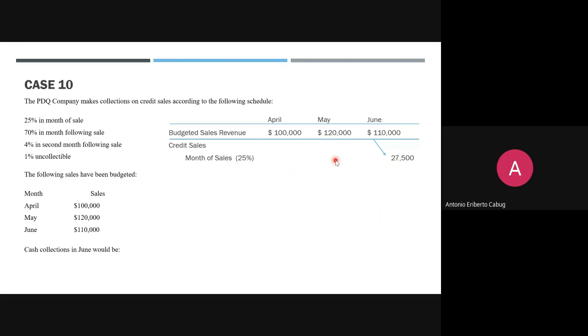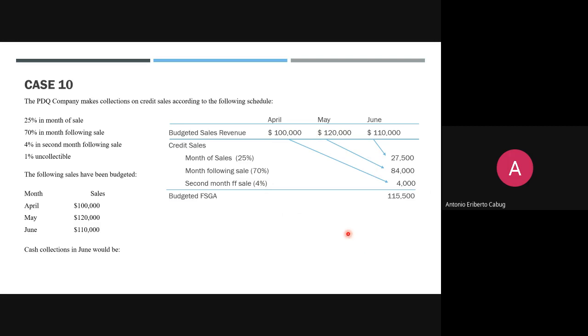For May, 25% will be collected in this same month, May to May. But there will be May sales that would be collectible only in June. 70% in the month following sales. So 120,000 times 70%, that's 84,000 pesos. Then finally, you have your April sales. Your April sales, it will be collected 25% April, 70% May. 4% will be collected in June, so that's 4,000. Forget about the 1%. They are not collectible anymore.